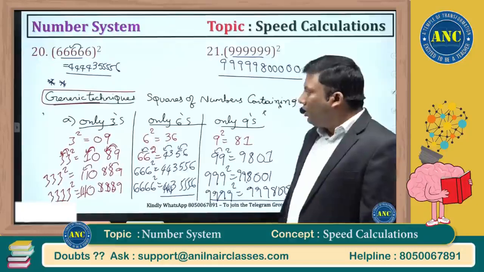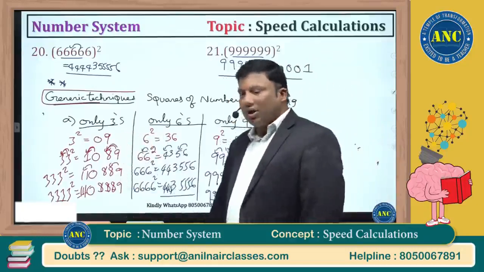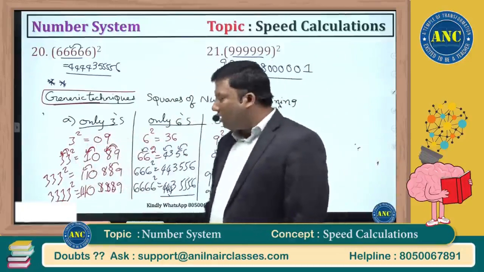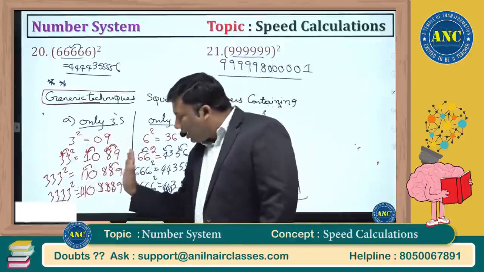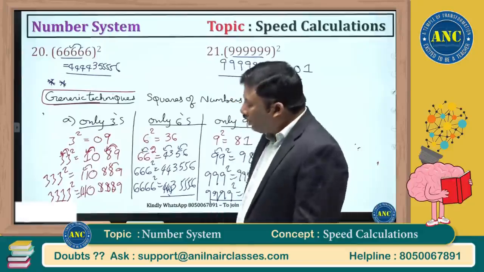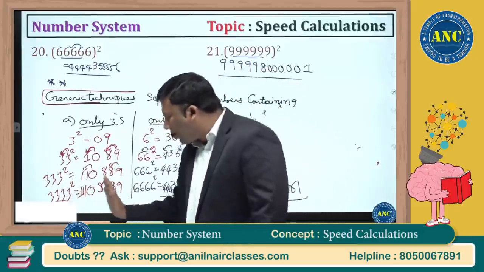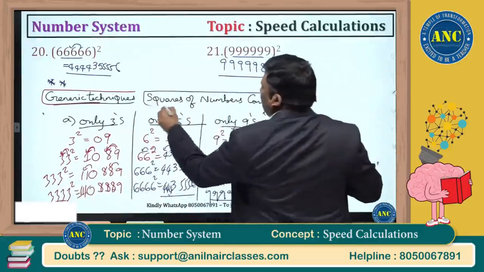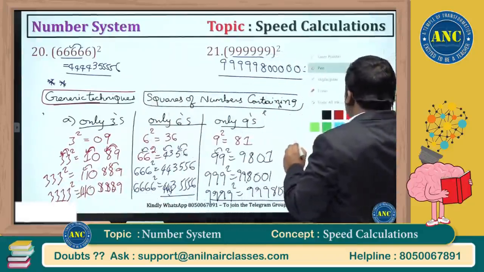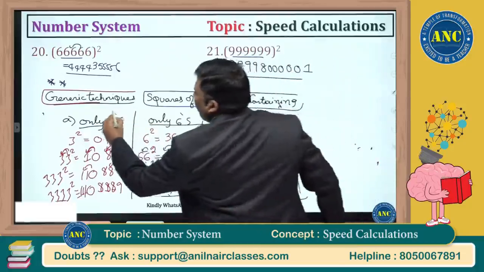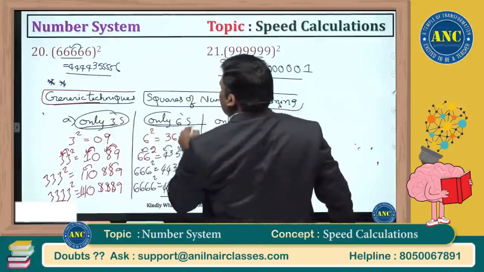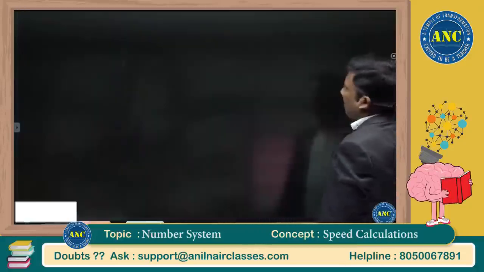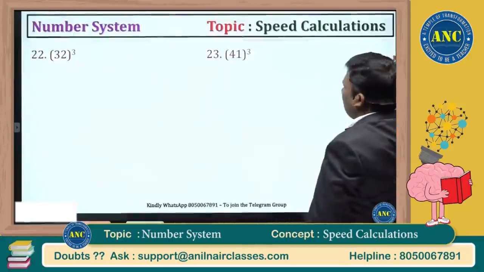Only 3s. 3 square is 09. 33: one more 3 is added, 1 less than 9, 1 more than 0. Two 3s are added: 1 less than 9, 8 two times. Three 3s are added: three 8s. These are the squares of the numbers containing only 3s, only 6s and only 9s.